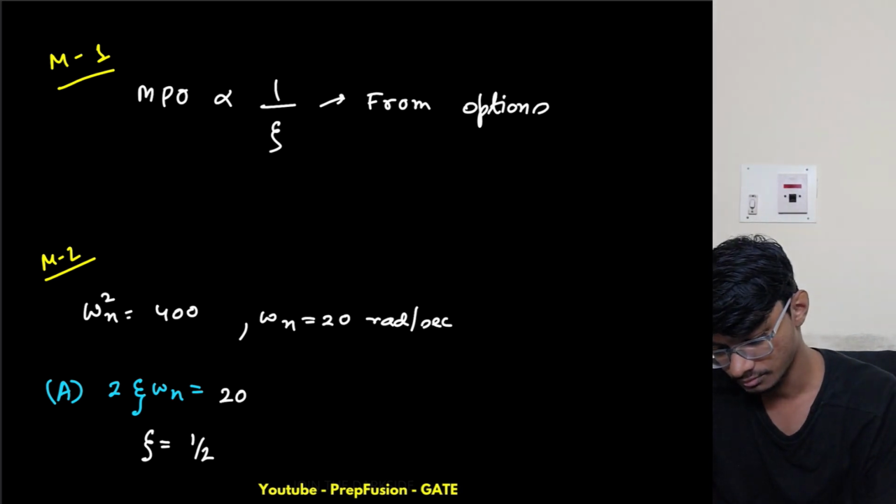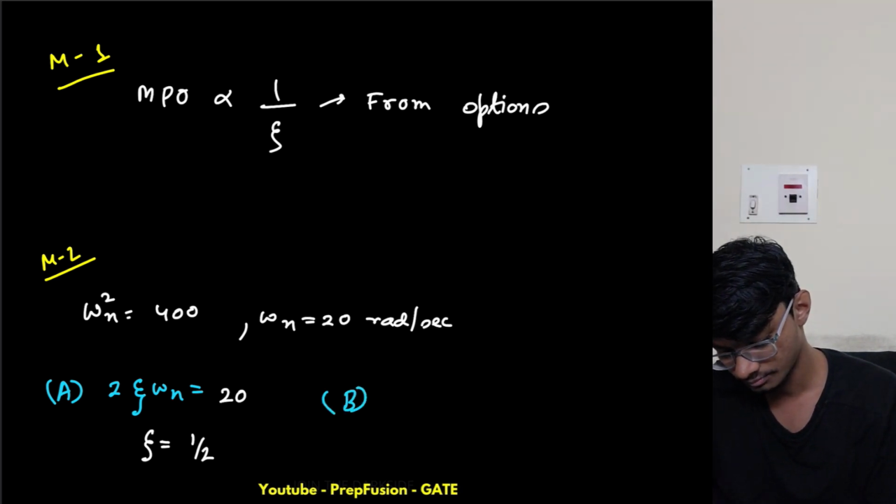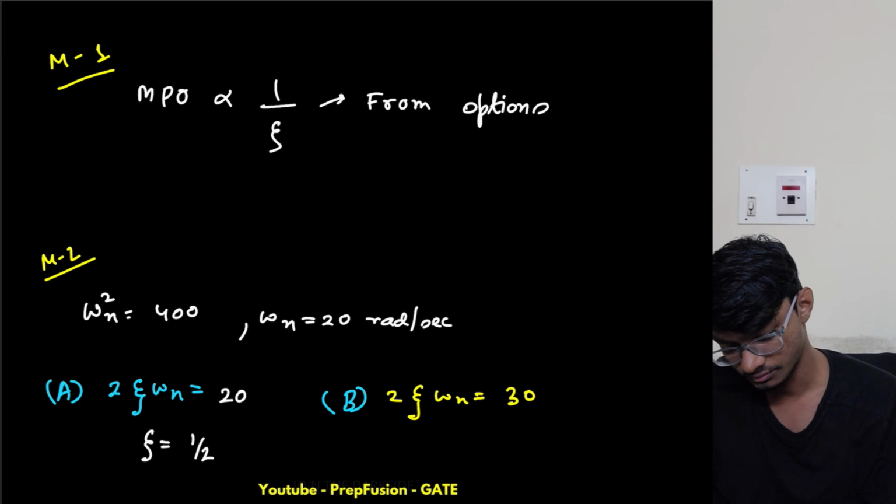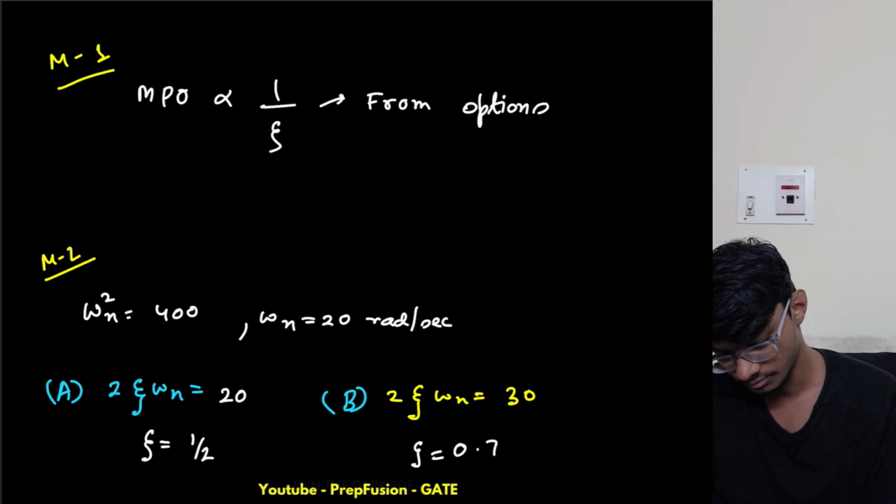Then for the second case, what is my zeta? It is basically 30. So again I will write 2 zeta omega n equals 30. This cancels out. This is 1.5 by 2, this is 0.75, right? So zeta equals 0.75.